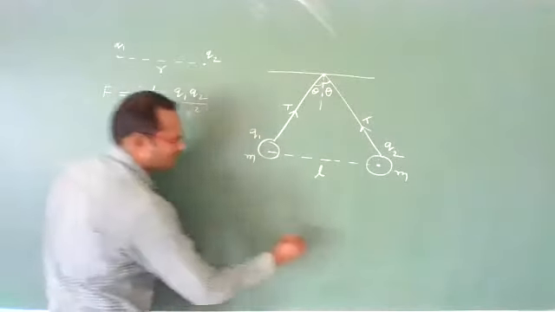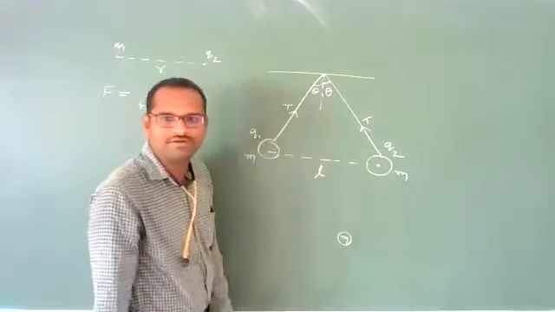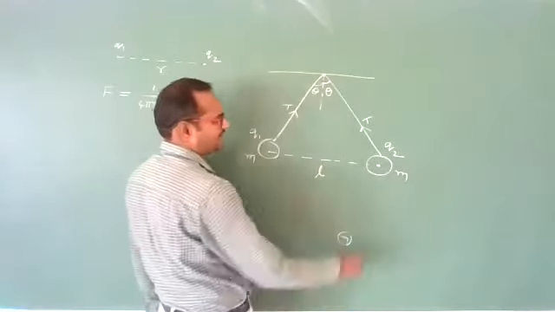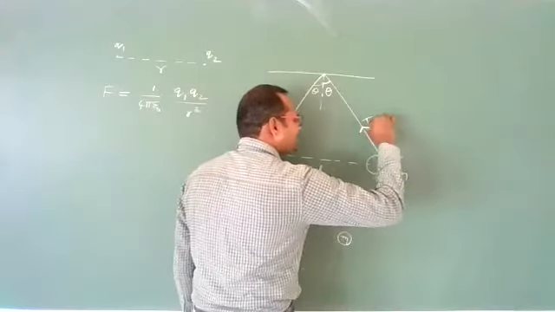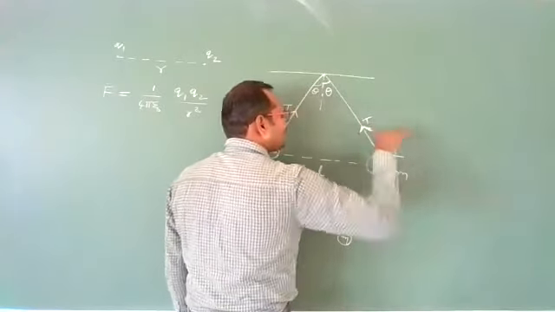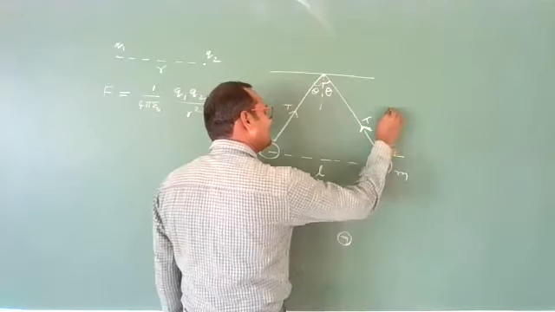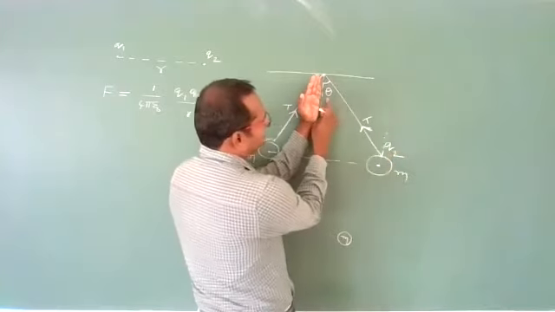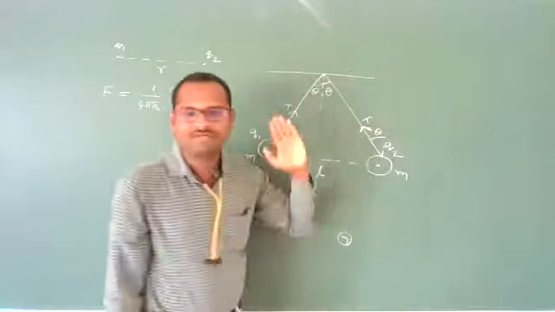I am drawing the FBD. This is a ball of mass m. Now on this, how many forces are acting? In this direction tension T is there, and in this direction tension T is there. Let us draw one vertical here and one vertical here. If this is theta, then this is also theta. Is it correct what I am writing?